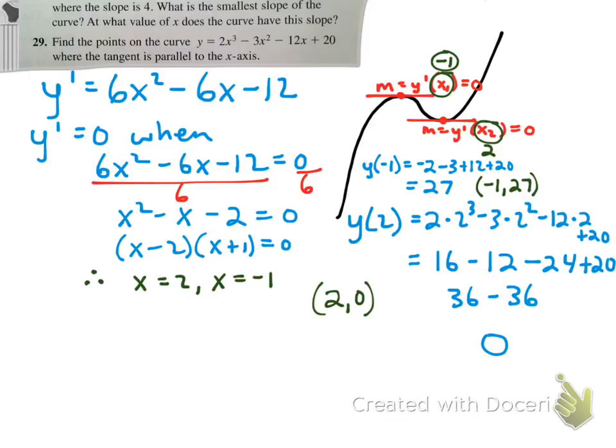Okay, and so we have our answer. The coordinates of this point are negative 1, 27, and the coordinates of this point are 2, 0. Okay, that's it.